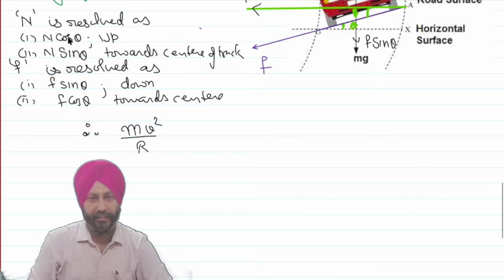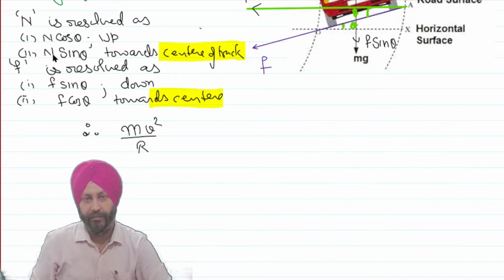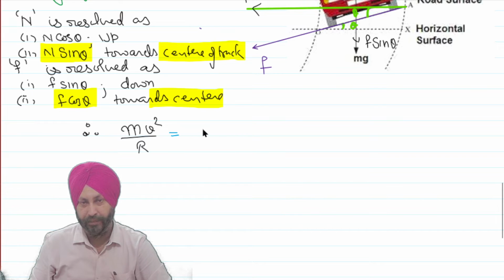Now if we can see here, there are two forces acting towards the center. One is n sin theta, the other is f cos theta. So mv square by r is equal to f cos theta plus n sin theta.